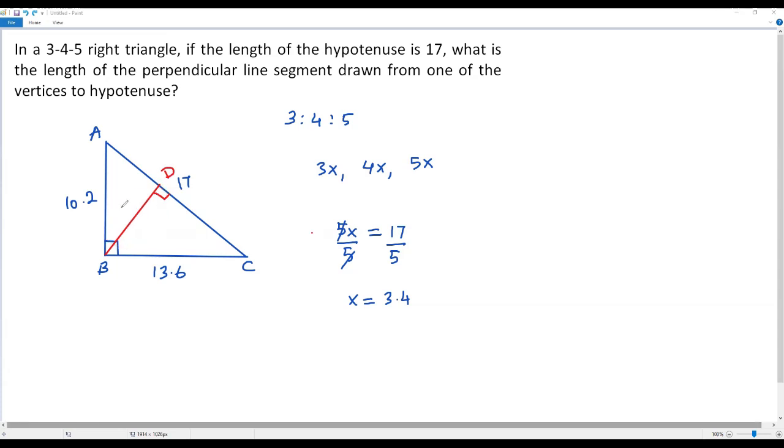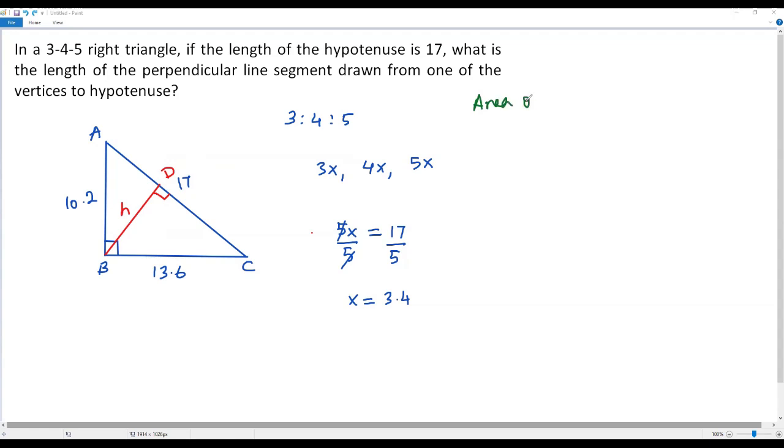And also I assume h as the length of this perpendicular line segment drawn from the vertex B to the hypotenuse of the triangle. Okay, now I'm going to find the area of this right triangle. So this AB represents the height of the triangle. This BC represents the base of the triangle. Okay, we know the formula to find the area of a triangle.